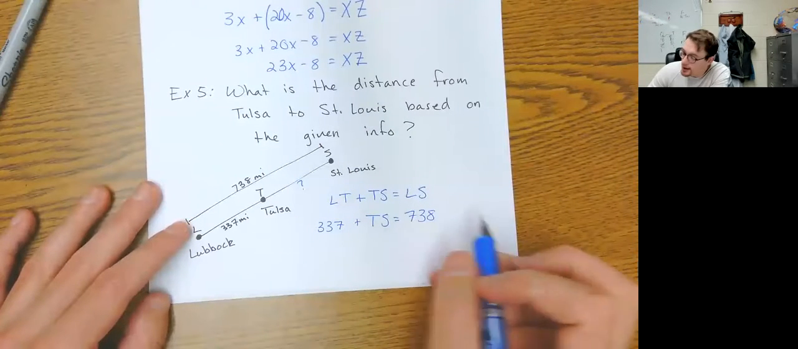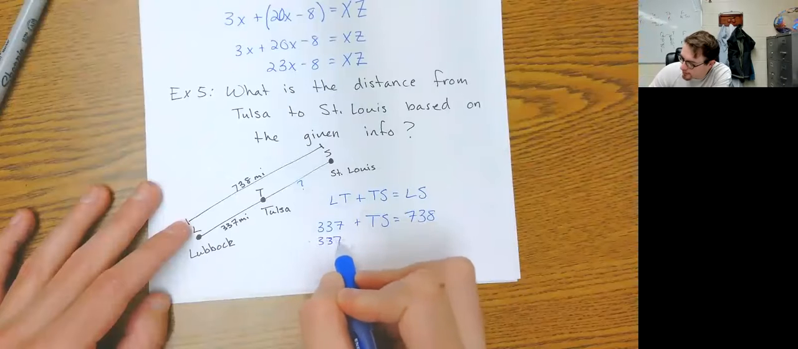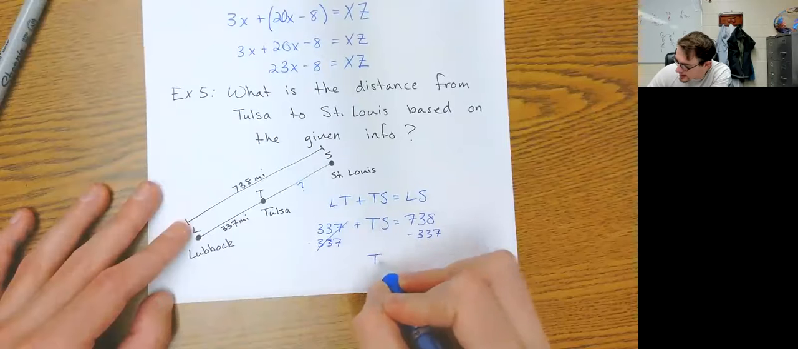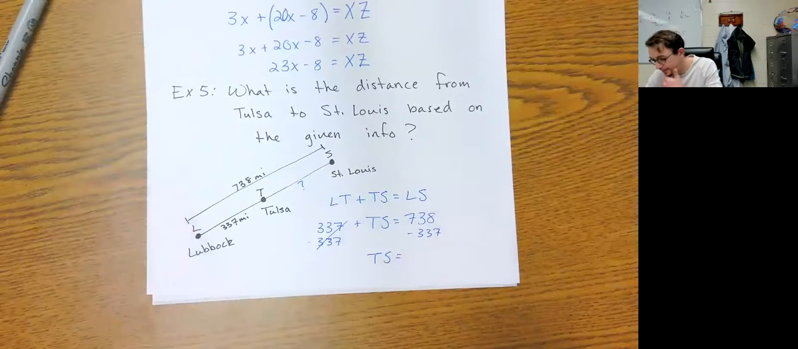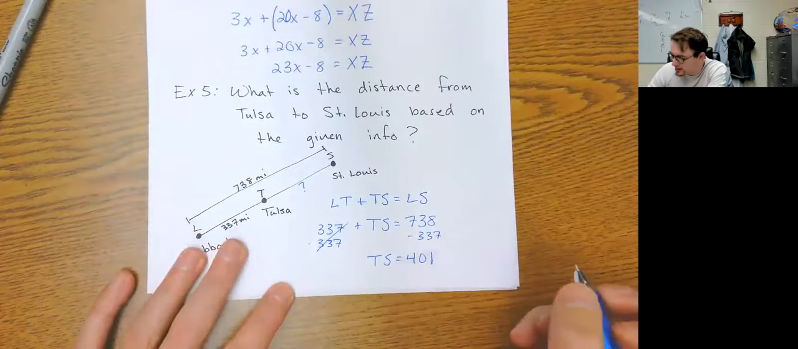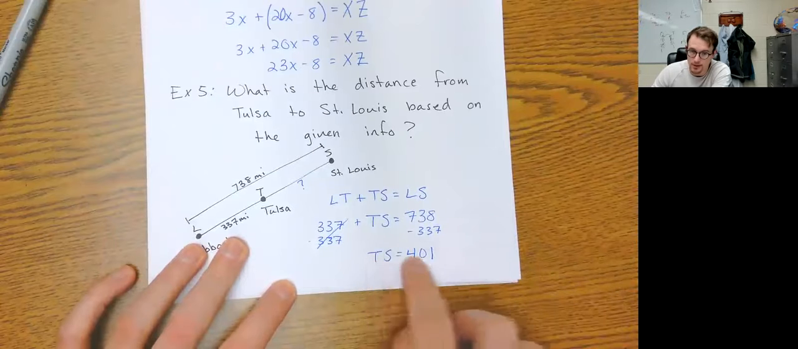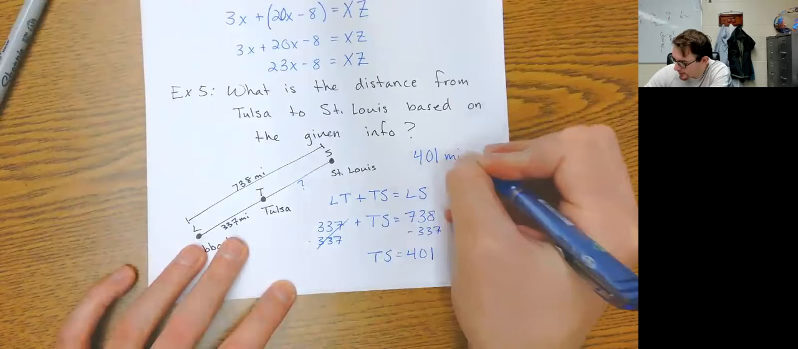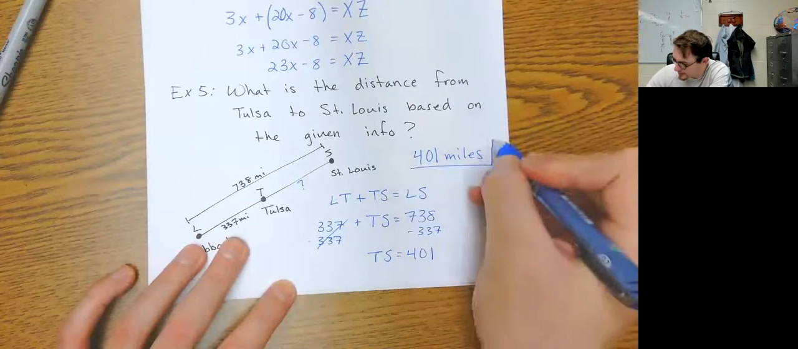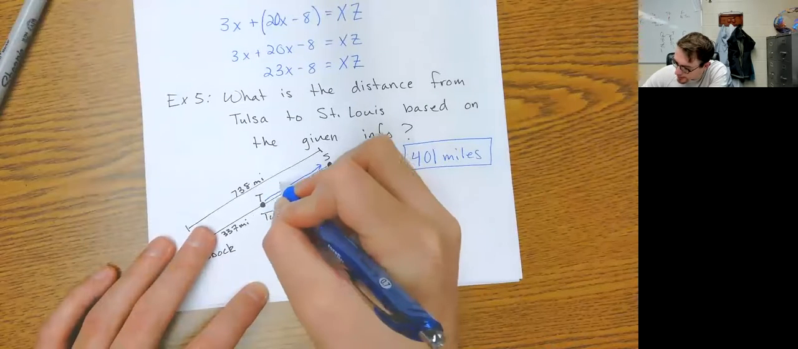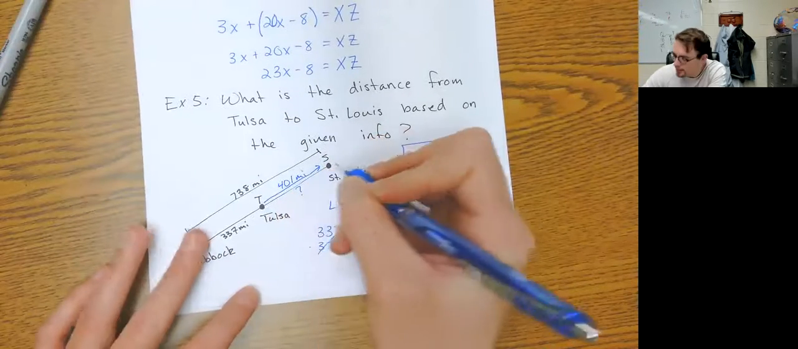Now, all I gotta do is subtract. So minus 337, minus 337. Cancels out. I get TS equals 401. I'm going with 401. So my answer wouldn't be just 401 like this. I wouldn't circle this. I wouldn't type this in. My answer would be 401 miles. That is the distance from here to here, 401 miles.